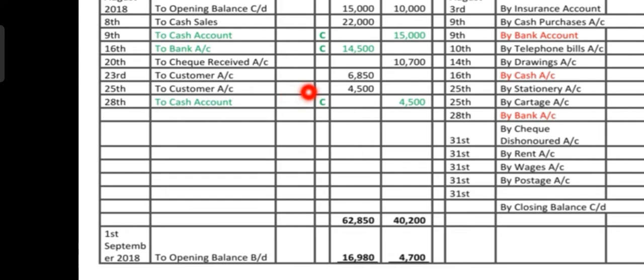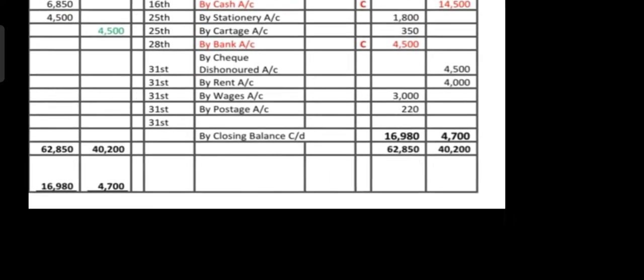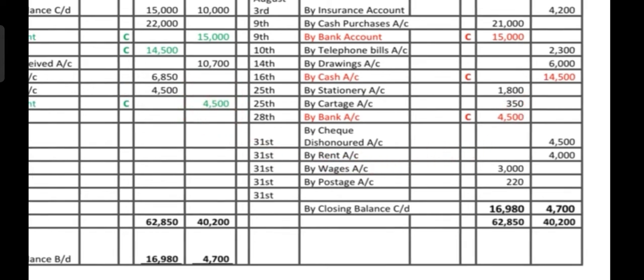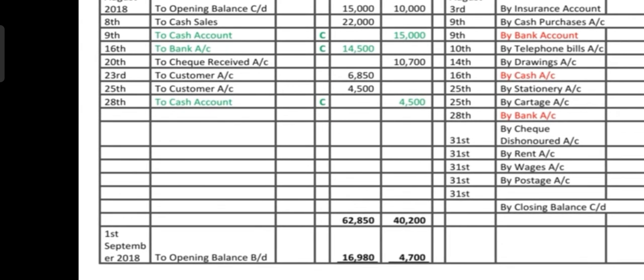Then what assumption do we need to make? The same check has been used for withdrawing cash at the counter of the bank, and the cash came into the cash box, so the cash balance has been increased by recording this under the receipt side. But on the 28th, what happened? The same check has been deposited. So on the 25th, what cash balance did we increase? 4,500. The same we need to reduce. That's why on the 28th we are reducing the cash balance by 4,500. Now that balance is coming into the bank, so we are increasing the bank balance by recording under the receipt side.